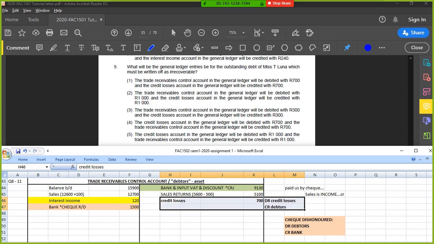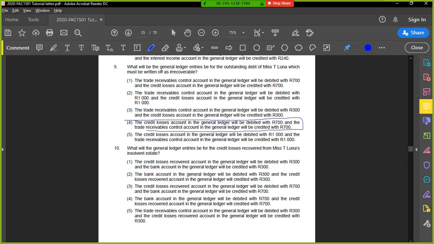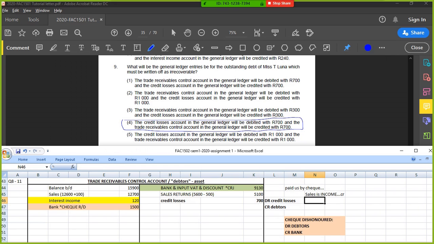Let's see which option's right. Trade receivables control account in the general ledger will be debited. No. Out. Number 2. Trade receivables control account in the general ledger will be debited. No. Out. 3. The trade receivables control account will be debited with 300. No. Out. Number 4. The credit losses account in the general ledger will be debited with 700. Yes. And the trade receivables control account will be credited with 700. Yes. Number 4. Number 5. Credit losses will be debited with 1,000. No. Number 4. Option 4. Question 9.